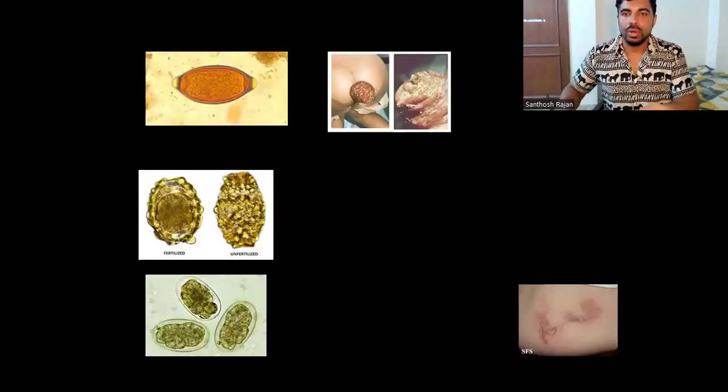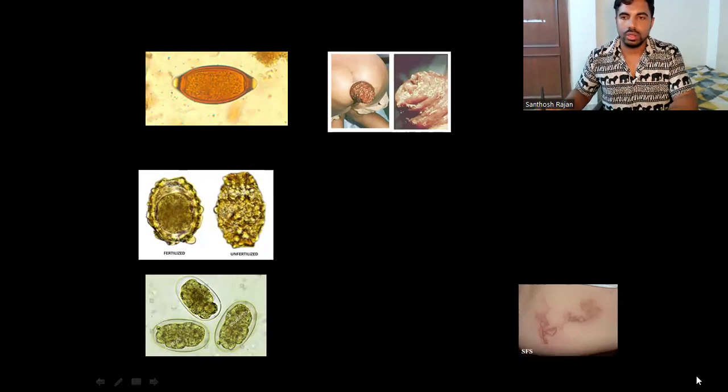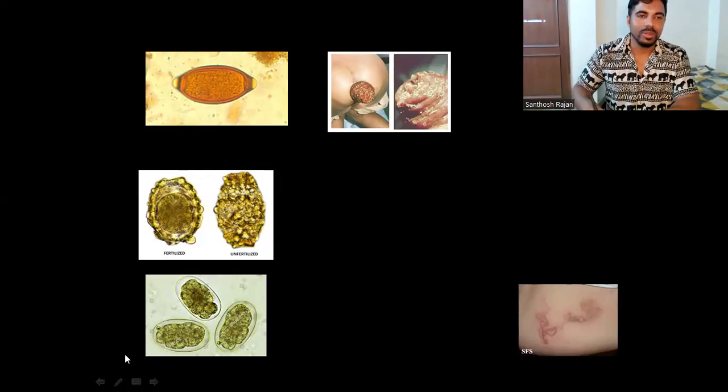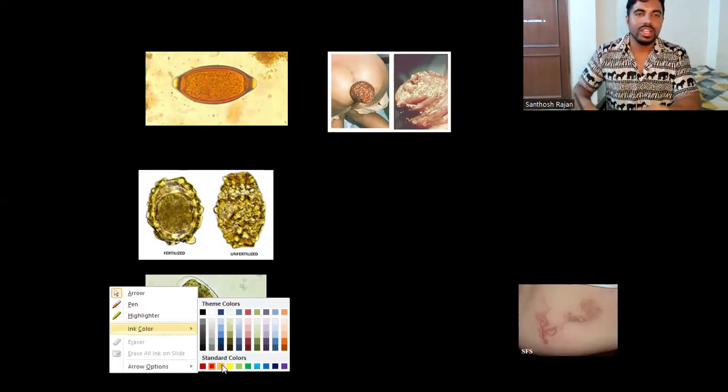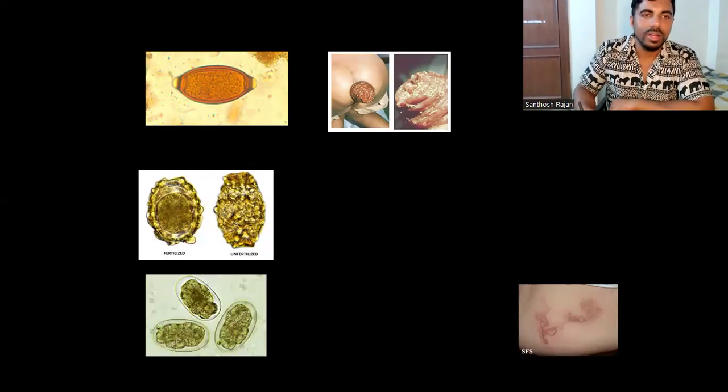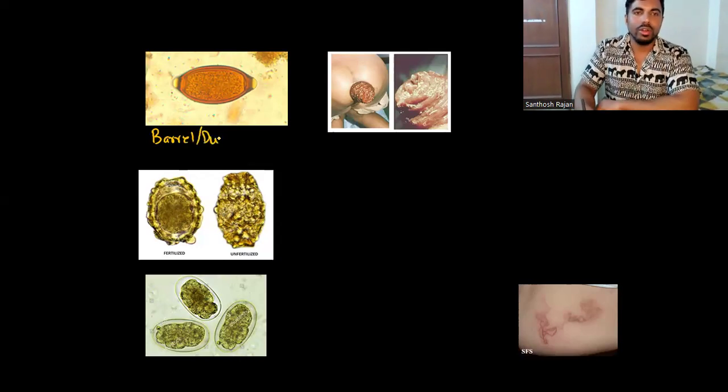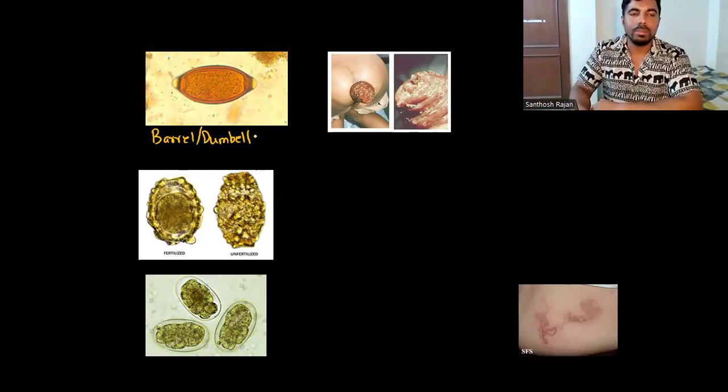Now look at this image. First image. I think you guys are guessing. You're right, you already got it. What is the first image? It looks like a barrel shape. A barrel, or you can call it a dumbbell. You remember there's a dumbbell in the pox virus. We'll come to that in a while. Now remember there's a barrel or dumbbell-shaped egg. So now what is it?